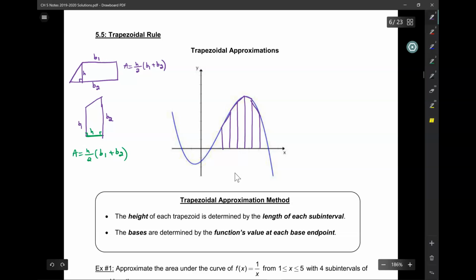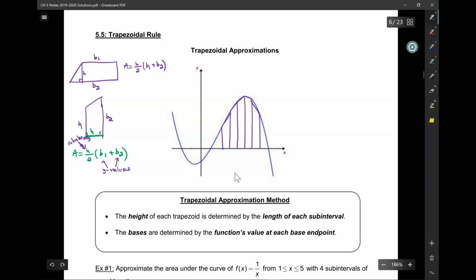Now, if this is my trapezoid, this time the height is the length of the subintervals. That's the distance. This is the length of the subintervals. And then base 1 and base 2, these are the heights. Or these are the y values. Let me just do it that way. Okay, so these are the y values. You have y1, y2. Okay?